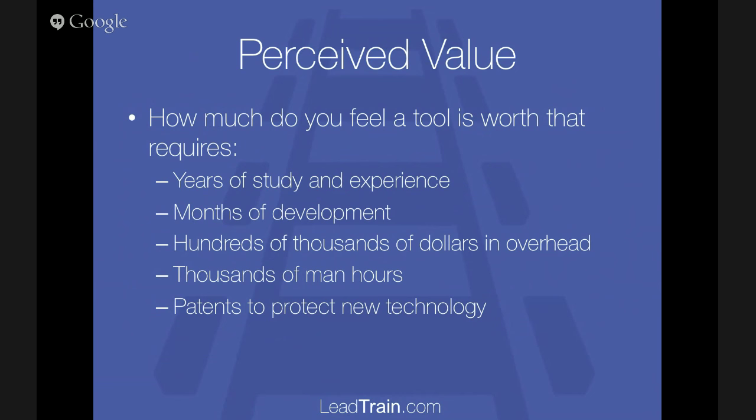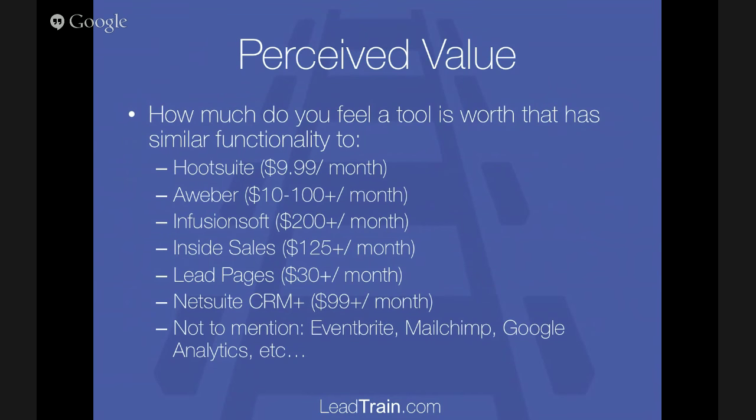But perceived value goes even farther, and a lot of the time it's based on comparison to other products, things that you're familiar with. So how much do you feel a tool is worth that has similar functionality to Hootsuite? Hootsuite's a social sharing account, lets you schedule posts, but it doesn't give you a library of posts to choose from like we do, and they charge $9.99 a month.